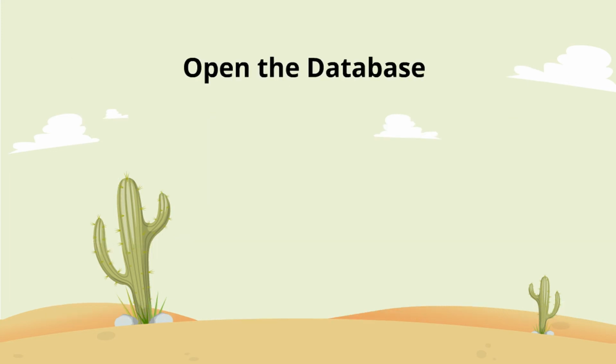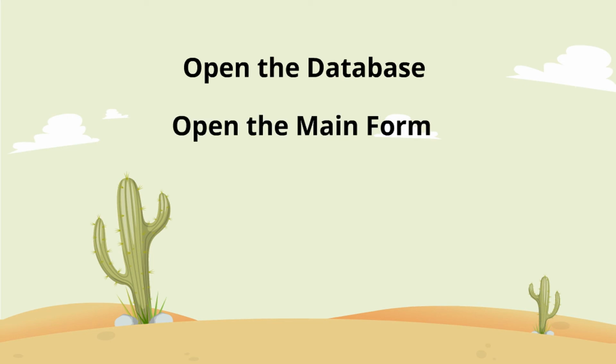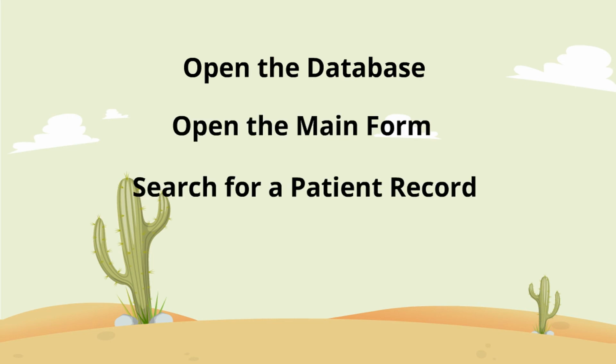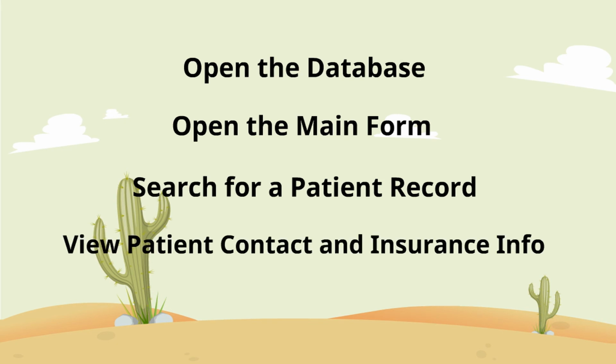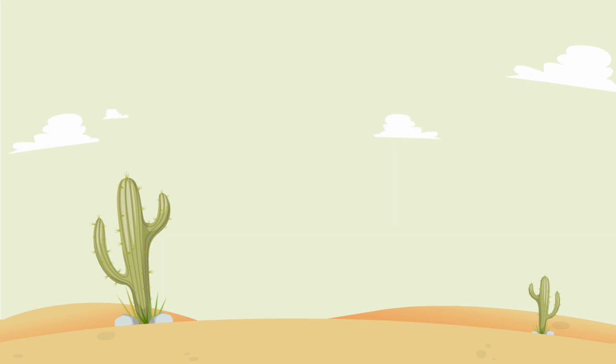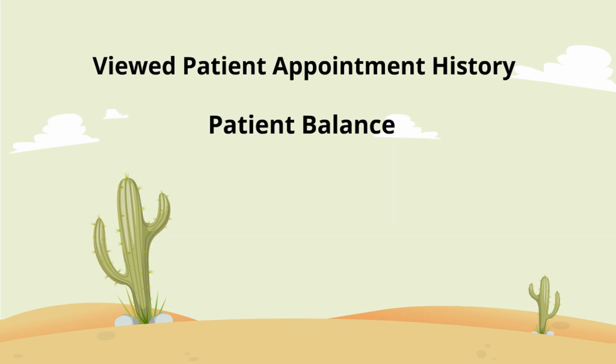In this introduction, you have learned how to open the Best Practice Management Access database and open the main form. In the main form, we searched for a patient by last name, viewed the patient's information, emergency contacts, referral and insurance information. You were able to see their appointment history and identify if an account balance exists. Last, we identified the section for patient notes.